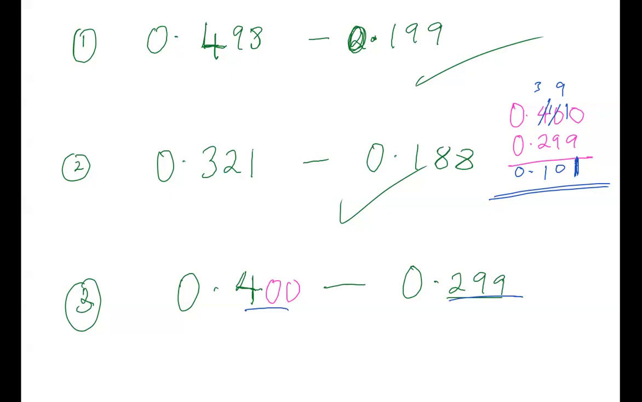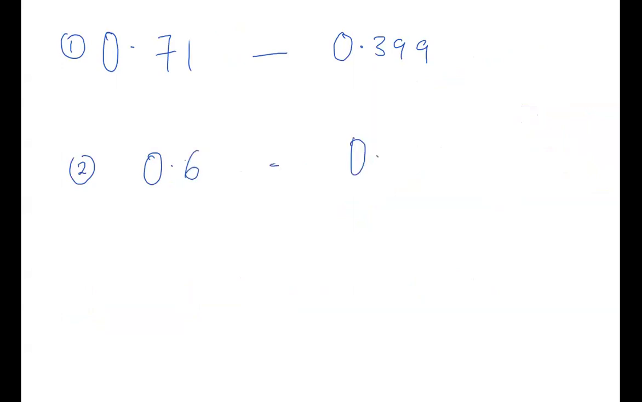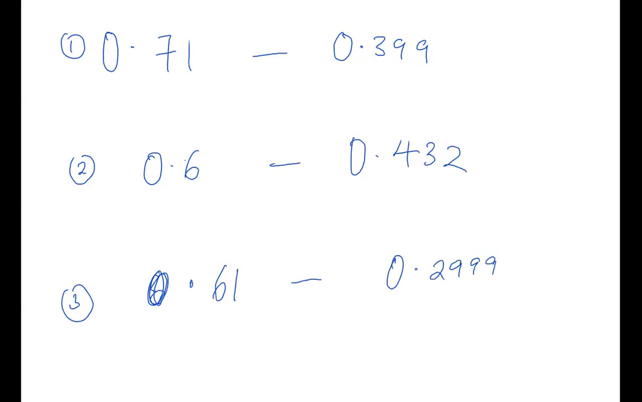Okay, so let me give you this. 0.71 minus 0.399. Then 0.6 minus 0.432. Then 0.61 minus 0.299.